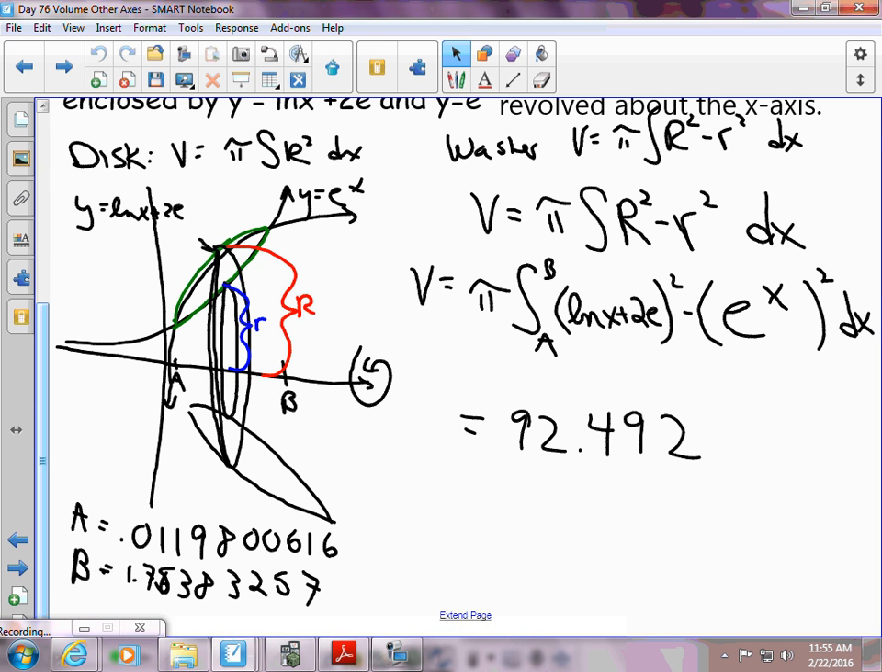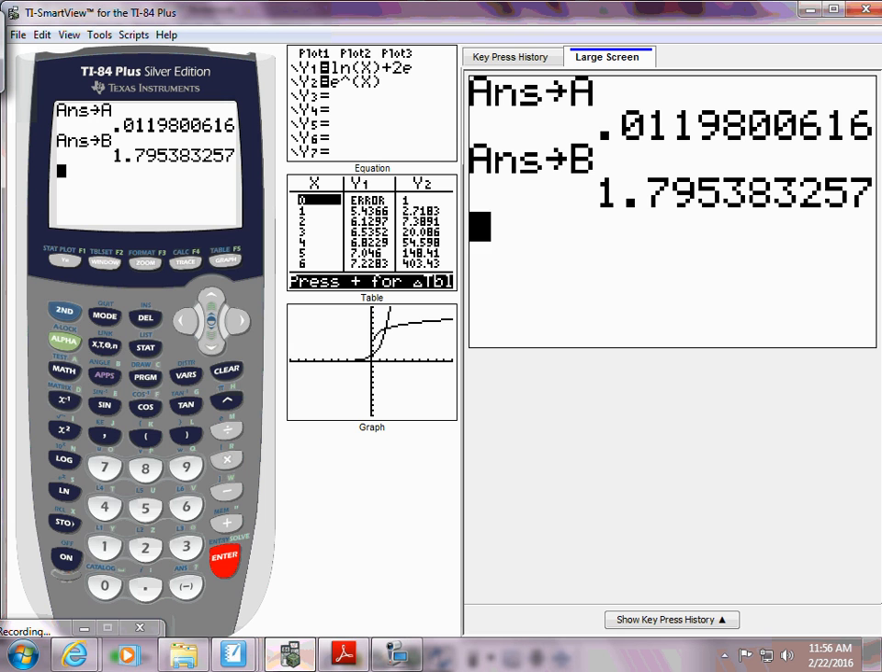So we go back to our calculator. We don't want to forget about the pi. So pi, and then how do I get a definite integral in the calculator? Math 9. Now, I could type in ln of x plus 2e squared, but I want to be cool, don't you? You want to be cool? Who wants to be cool?